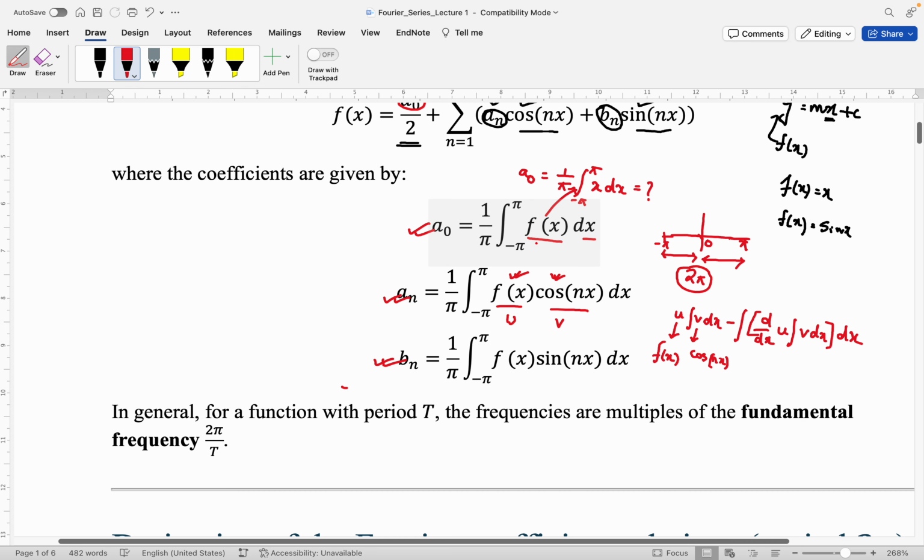There will always be the function f(x). But for a naught, it is only f(x) dx. For an, there is cos nx involved, and for bn, it is sin nx. So you have to just remember this, and based on this, you can solve all the Fourier series. Although we can derive it also, during the exam the chances are that they will ask you to directly use it. So this is something which you should remember. Very important.